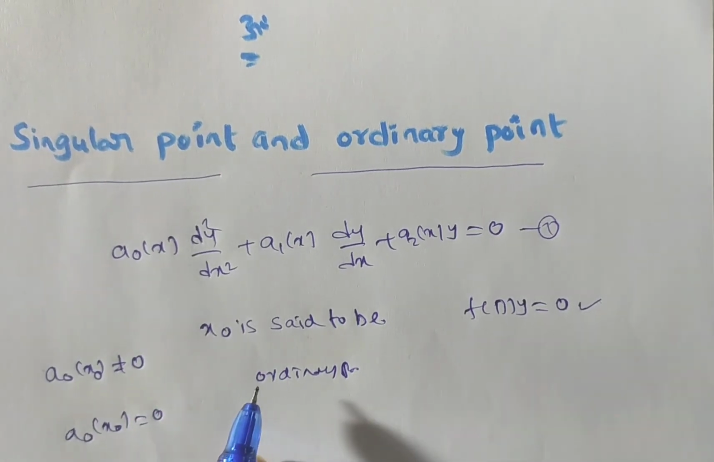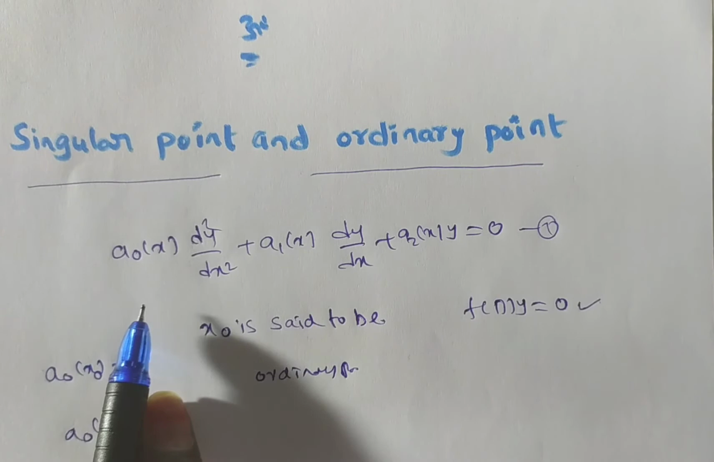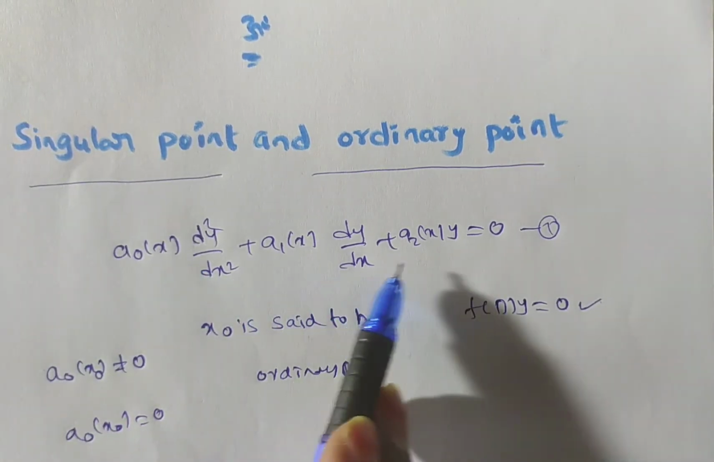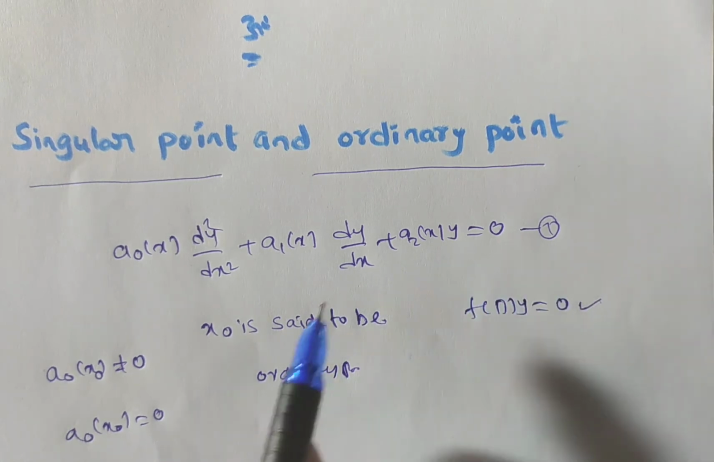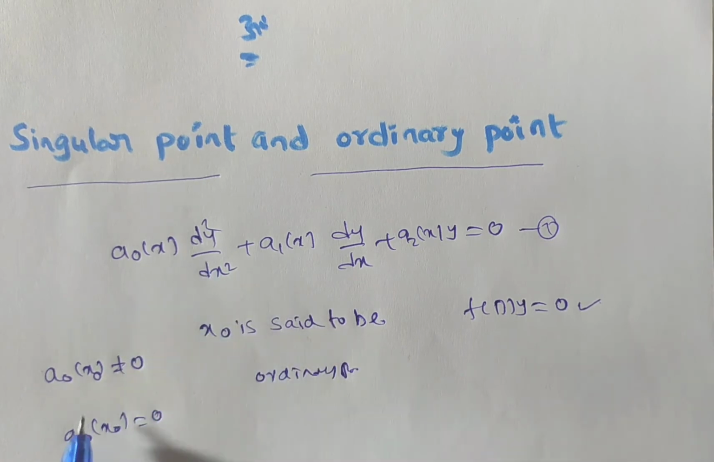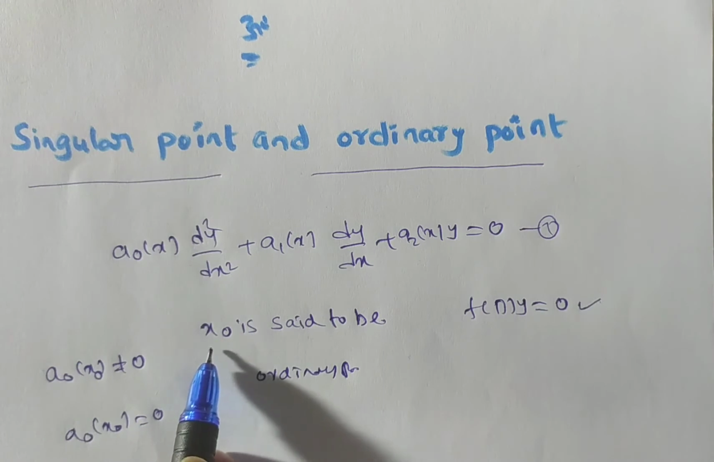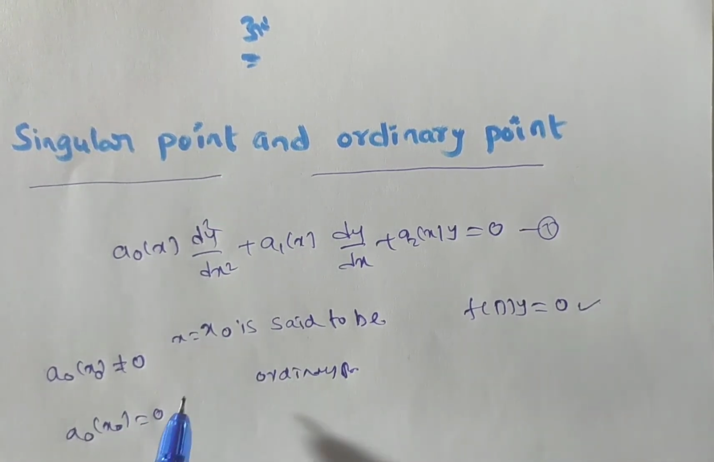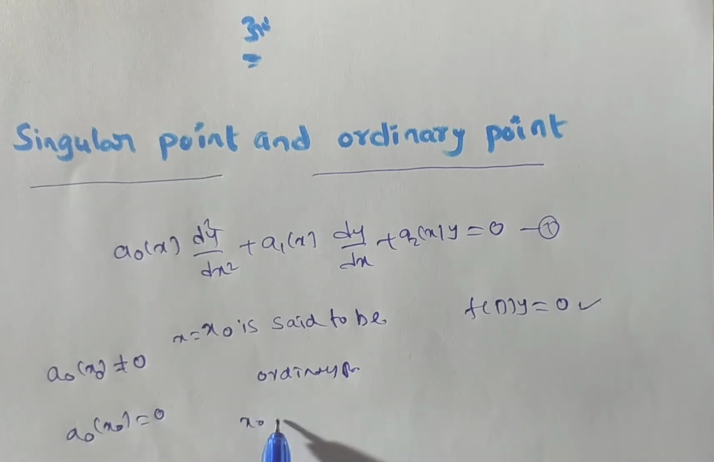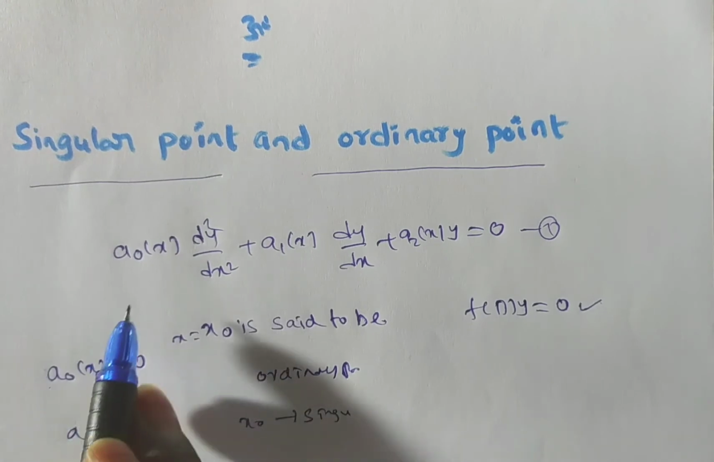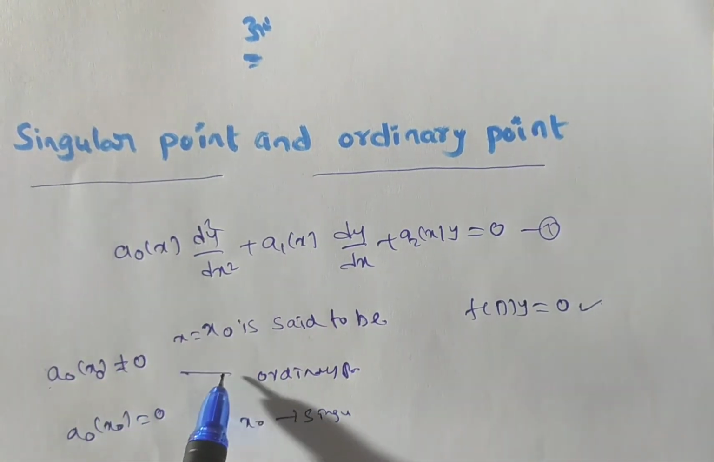So what is the definition of singular point and ordinary point? Consider the second order differential equation a0(x) y'' plus a1(x) y' plus a2(x) y equals 0. We have to consider a0(x), the coefficient of y double dash. If a0(x) is 0 at x equals x0, then you can say that x0 is called a singular point. And if a0(x0) is not equal to 0, then you can say that is an ordinary point.